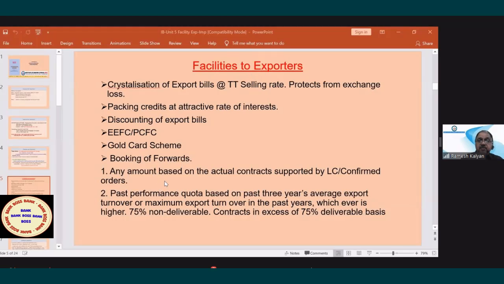Then already in the morning we have discussed the booking of forwards. Morning I discussed, if you have a confirmed order or LC, 100%. If you do not have one, based on the last 3 years' average or actual export turnover, whichever is higher. The only condition is 75% non-deliverable. He can cancel if he wants, but above 75%, he has to compulsorily deliver it. This is the only point. And it will not be out of place to mention, even for individuals up to $1 million, you are permitted to book forwards. The period also is the April to March financial year. Even for individuals, it is permitted.